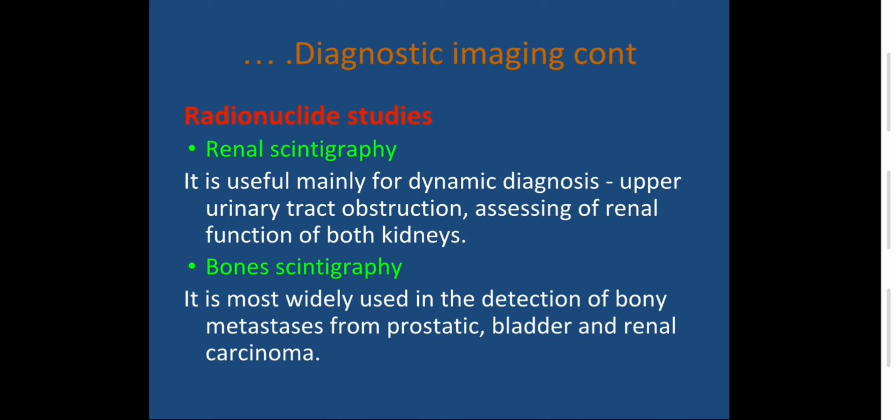Radionuclide studies are done by using an isotope material injected intravenously, and show the uptake by the genitourinary structures. For example, renal scintigraphy is used for evaluation of renal disease, for example, obstruction of the kidney, or in case of vesicular reflux. Bone scintigraphy is used for evaluation of the skeleton for any metastasis from genitourinary disease, for example, in case of carcinoma of the prostate.